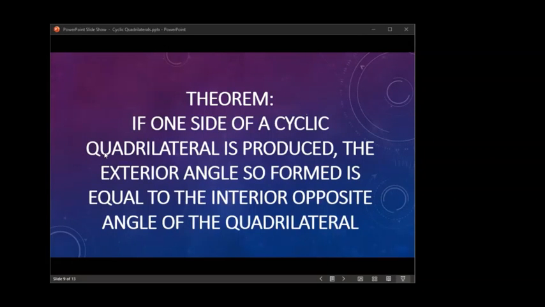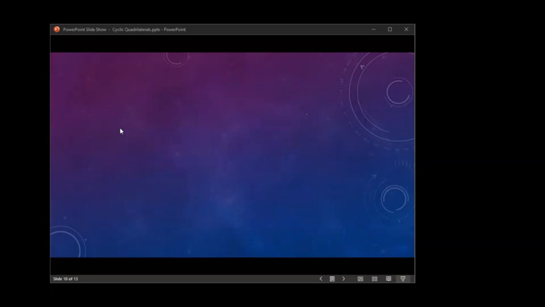Okay, we have another theorem regarding cyclic quadrilaterals. This theorem says if one side of a cyclic quadrilateral is produced, the exterior angle so formed is equal to the interior opposite angle of the quadrilateral. So we'll look into a diagram and see what that is.